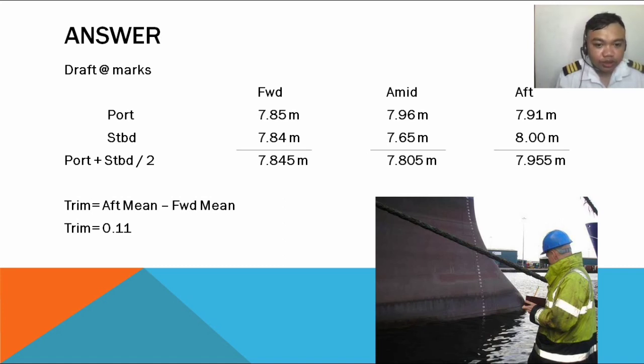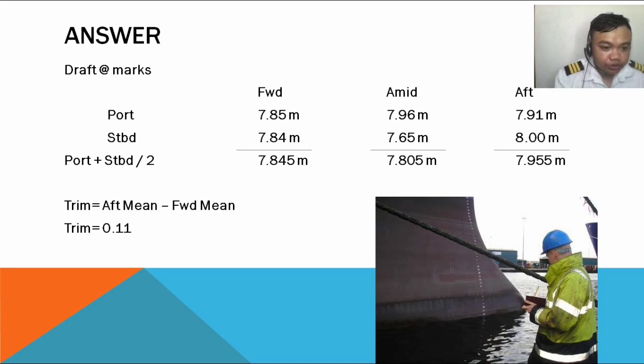So we need to get the mean of the two readings in both port and starboard side, forward, amid, and aft. So we have here 7.845 meters for forward, that is the mean, and 7.805 for amid, again that is the mean, and we have the mean for the aft draft, which is 7.955.